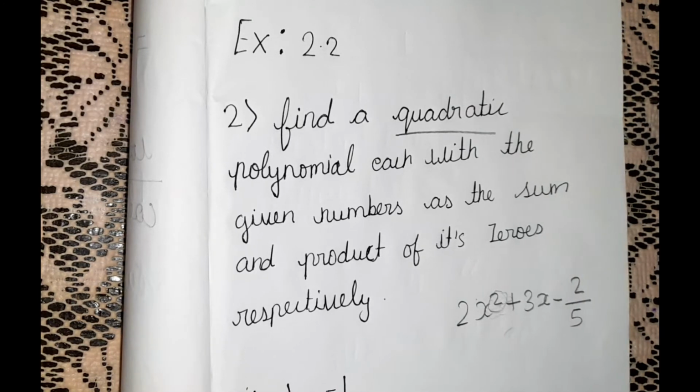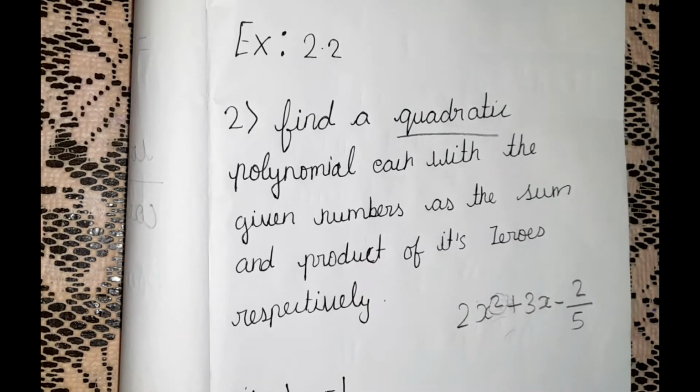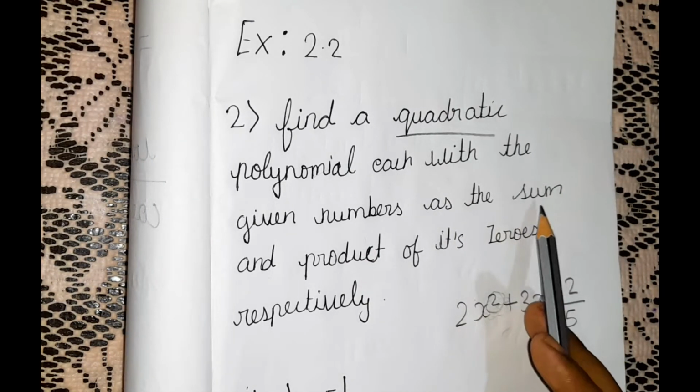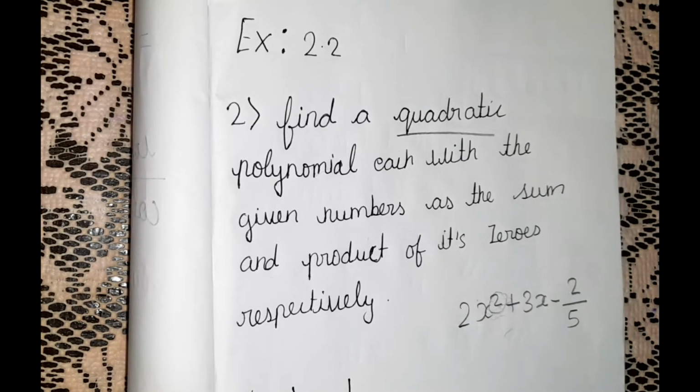So we should find a quadratic polynomial with given numbers, that is this number, and then we should find the sum and product of its zeros. As you know the formulas, I hope you remember those formulas. So now let's solve it.